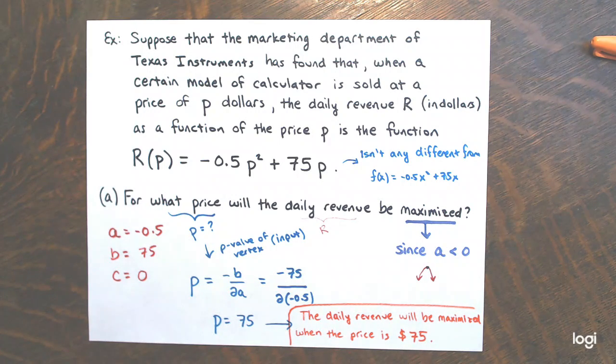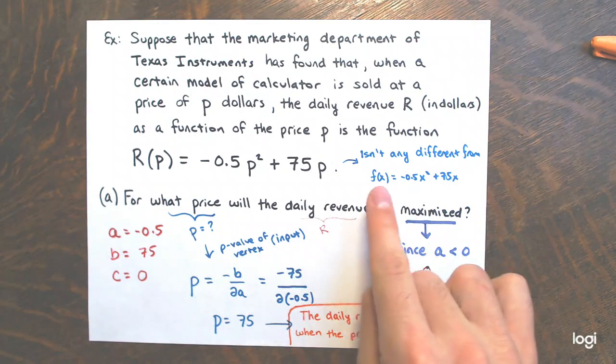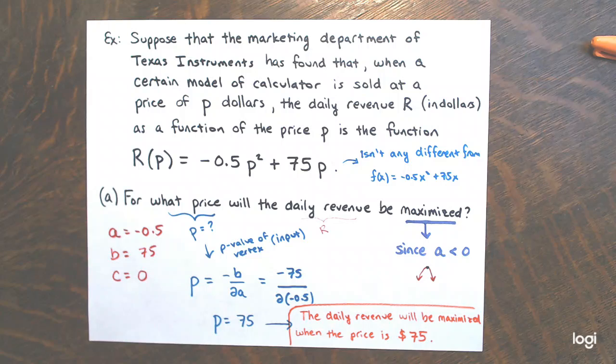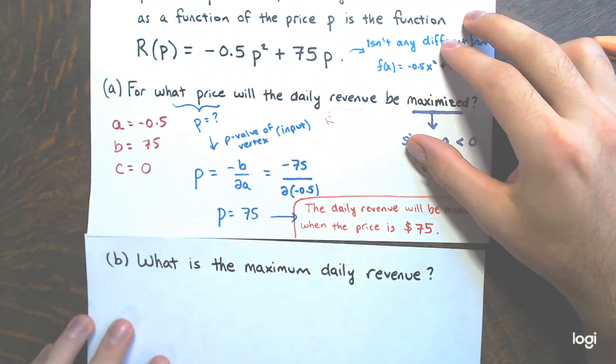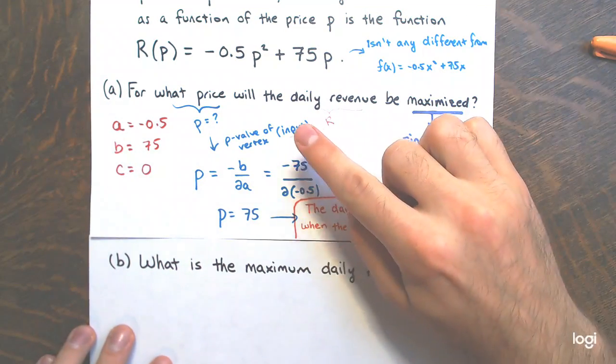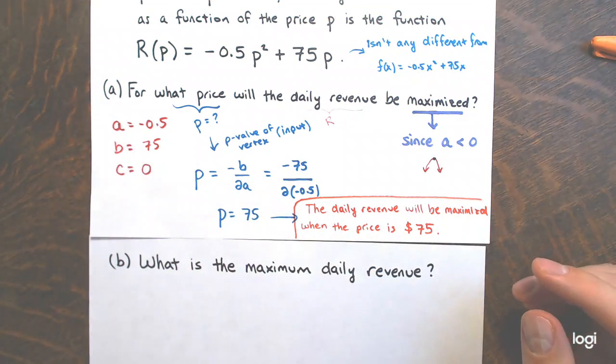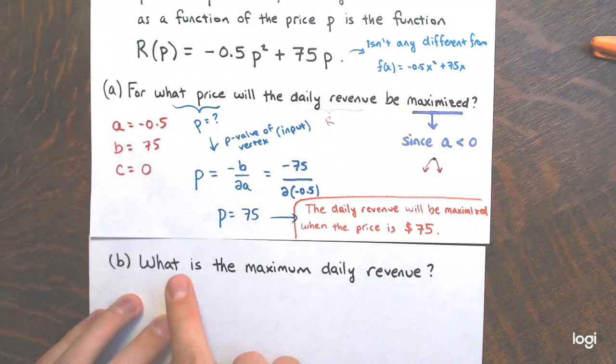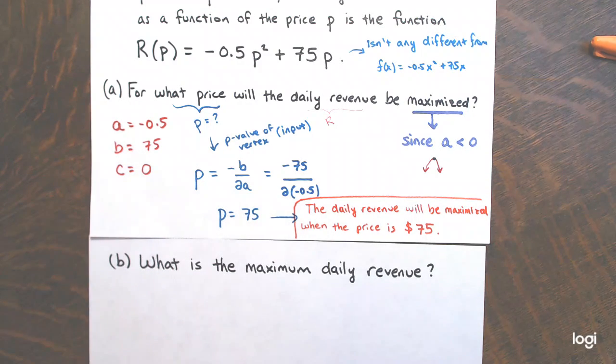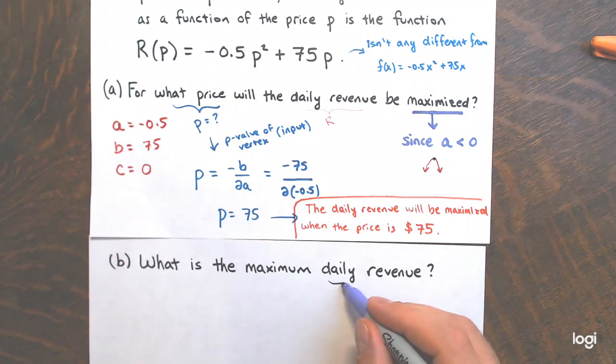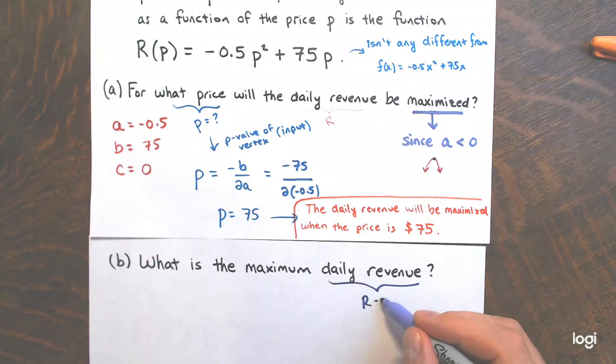That's the x coordinate of the vertex, or the first value, and in this case, instead of the x coordinate, it's the p coordinate, that negative b over 2a. All right, now that I have this, the very next question that follows is, like we did in the previous examples, now that I've found the input for the vertex point, what's the output? What is the maximum daily revenue? And again, what is daily revenue? That's an R value, right?